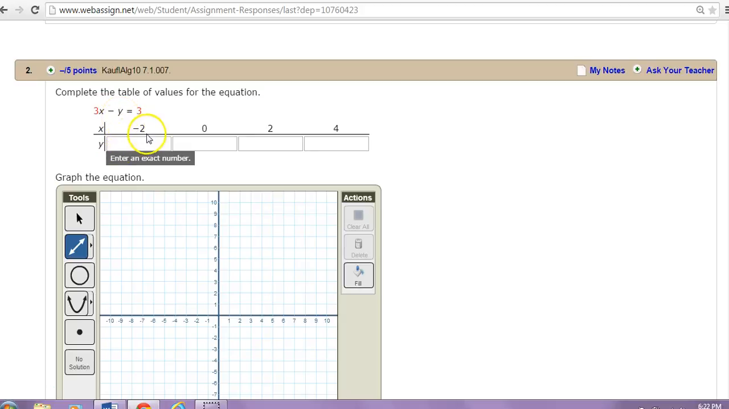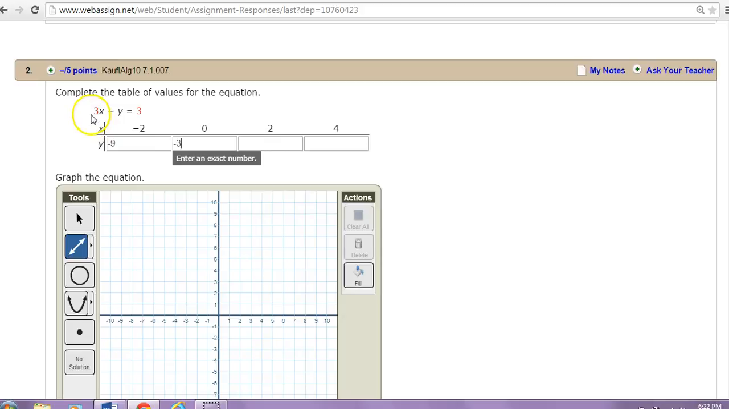So for example, you plug in -2, you get -6 minus y equals 3, and then you add 6 to both sides and you divide by -1 to get y by itself, and you would get something like -9. Then you go to the next one, plug in 0, 3 times 0 is 0, minus y equals 3. Divide both sides by -1. You should get -3 when x equals 0.